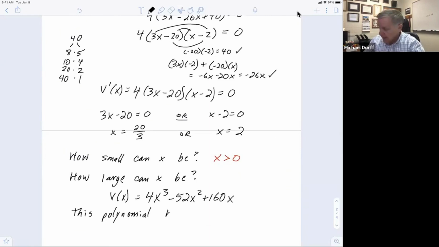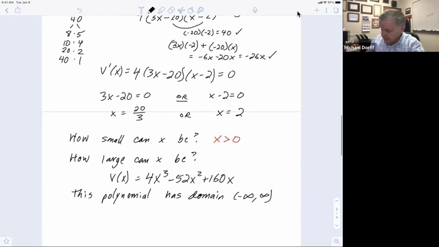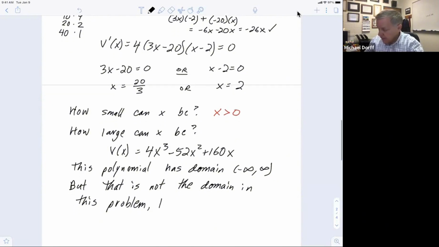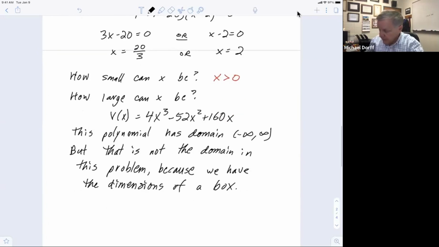Okay, this has domain negative infinity to infinity, but that is not the domain in this problem. And why not? Because we already know x represents a dimension of a box. And we showed earlier that x has to be greater than 0. And so what's the largest that x can be? How large can x be?